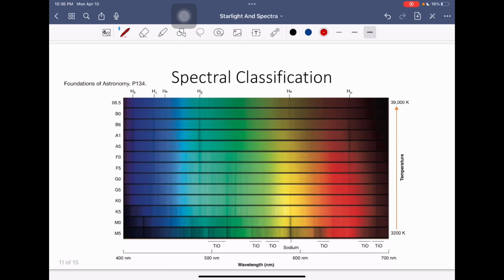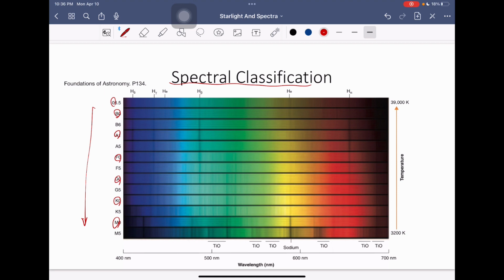By these characteristics like spectrum and temperature, we can classify the stars. We call it spectral classification. We label the stars by English letters from hot stars to cool stars. They are O, B, A, F, G, K, M stars.